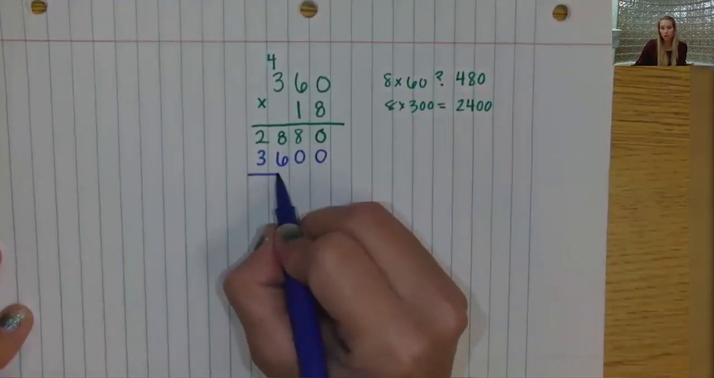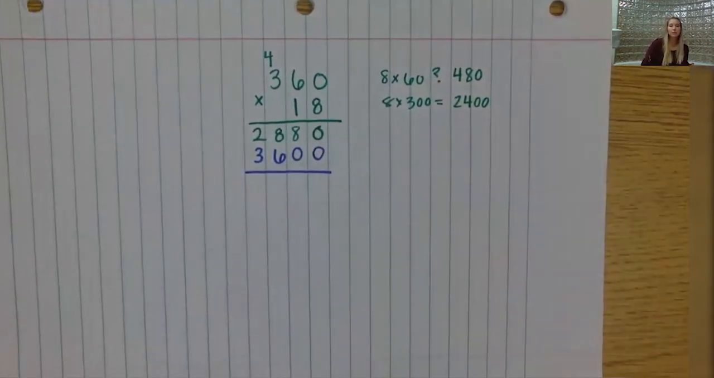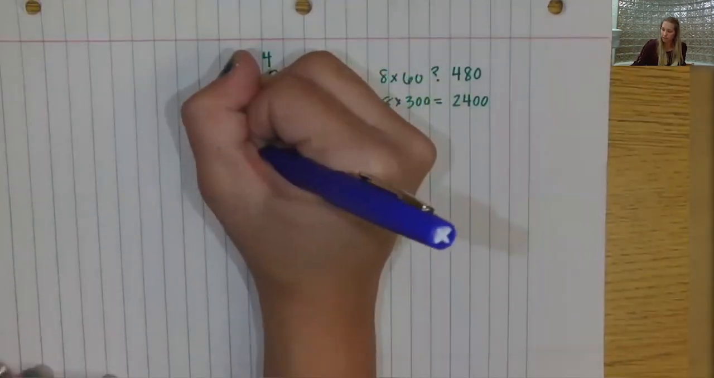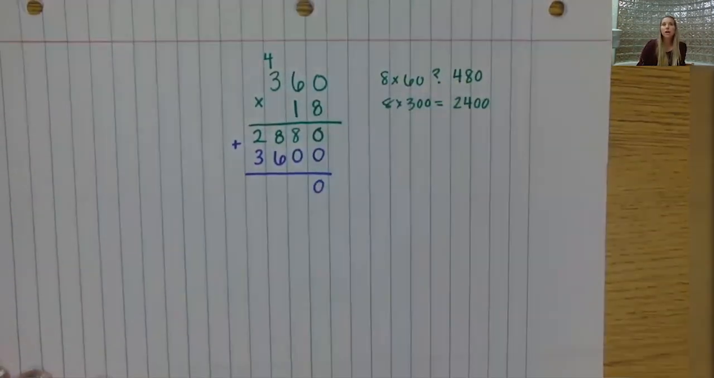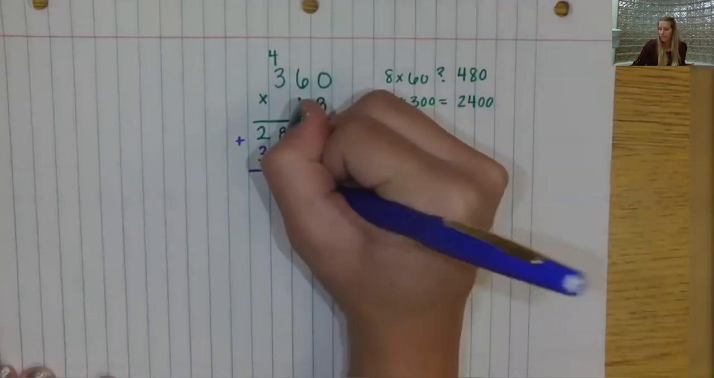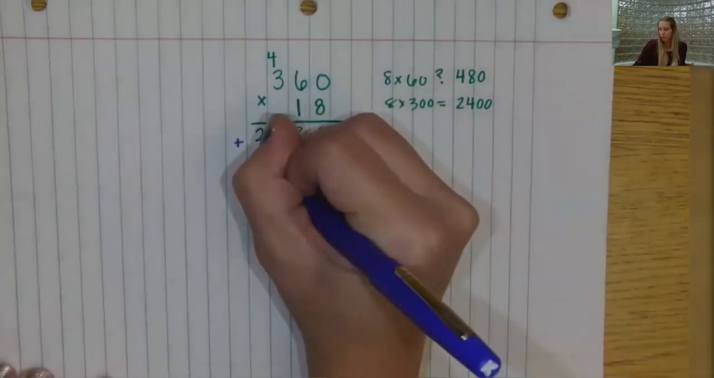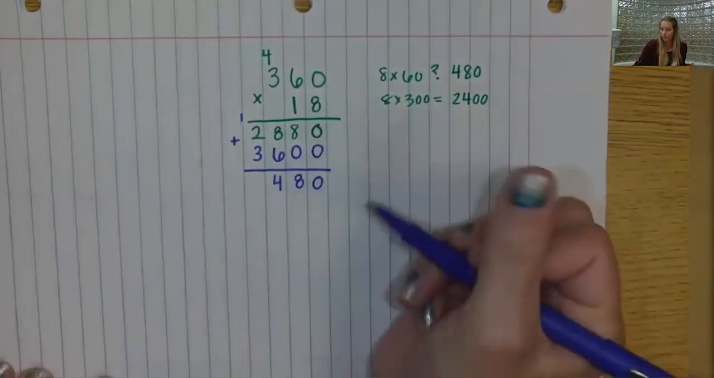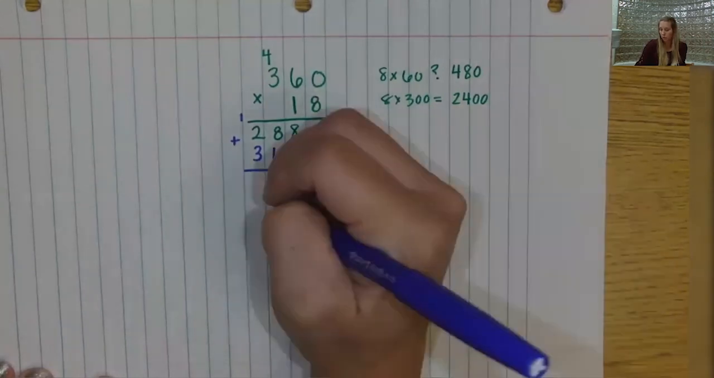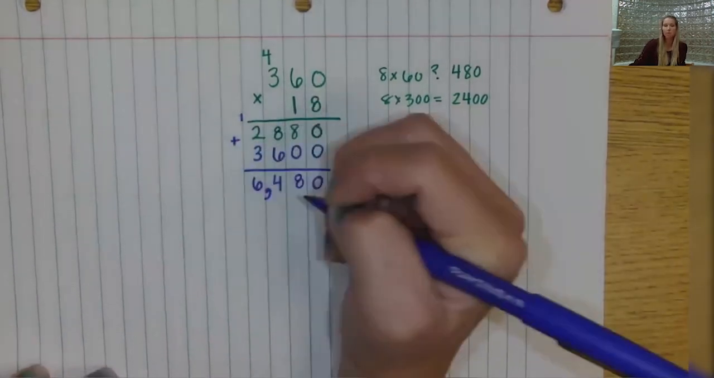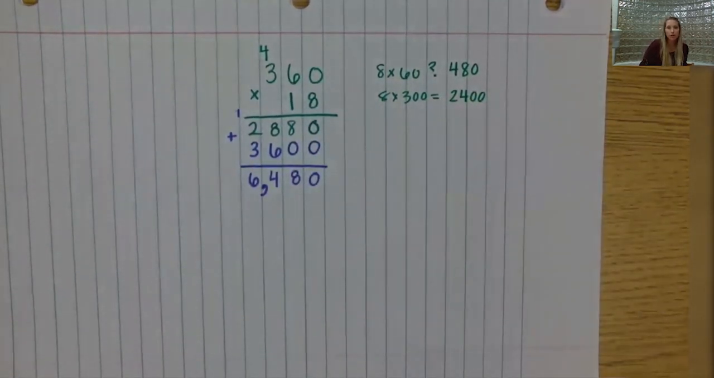So now we have our partial products. How many did you get? You should have gotten 2. That's awesome. Now we need to add those. 0 plus 0 is 0. 8 plus 0 is 8. 8 plus 6 is 14. Regroup a 1. 3, 4, 5 plus 1 is 6. And so our end product is 6,480. You've done some great work.